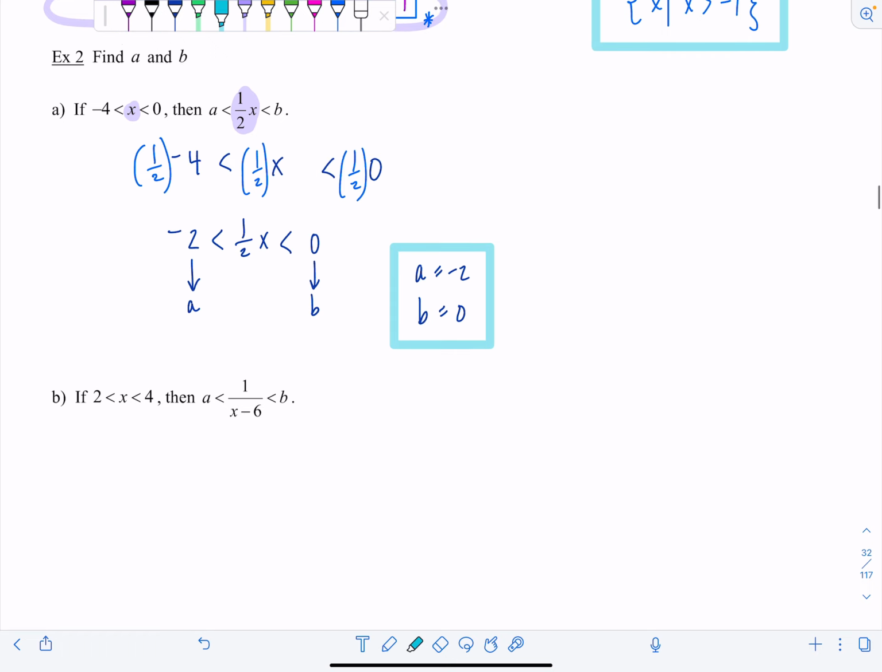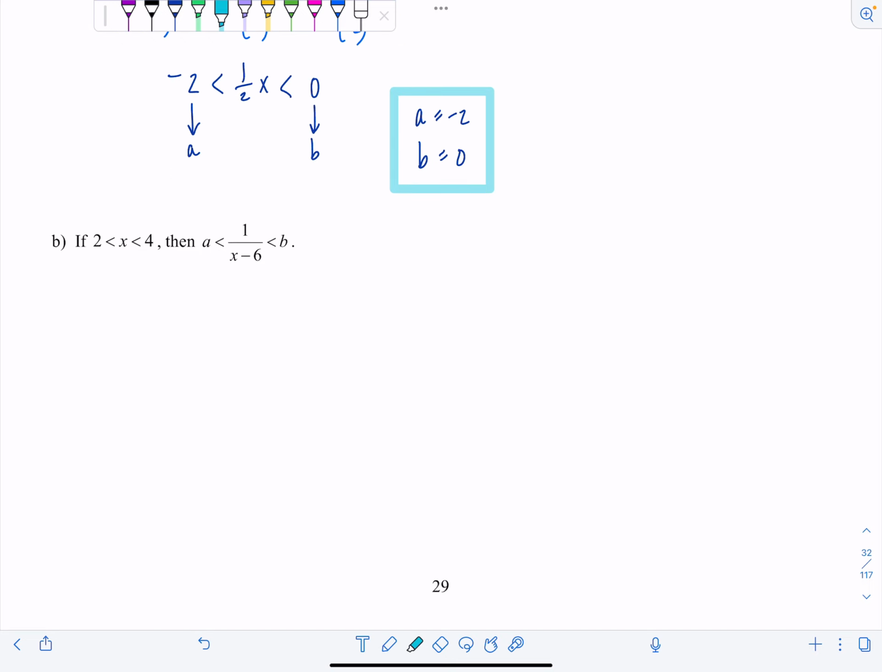So we've got x's between 2 and 4. Then A is less than 1 over x minus 6 is less than B. So first I'm actually going to subtract 6 from everything in this inequality, and then I'm going to take the reciprocal, okay? So to start off, I'm going to have 2 minus 6 is less than x minus 6 is less than 4 minus 6, right? So -4 less than x minus 6 less than -2.